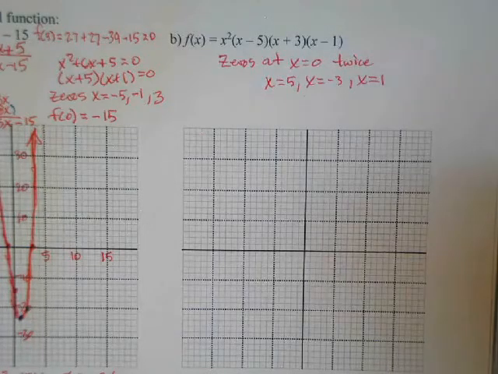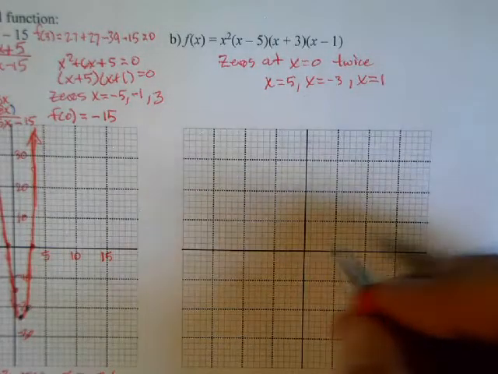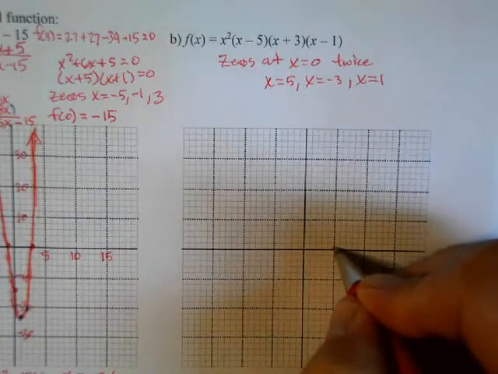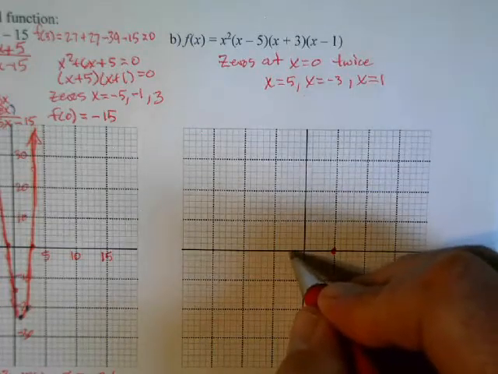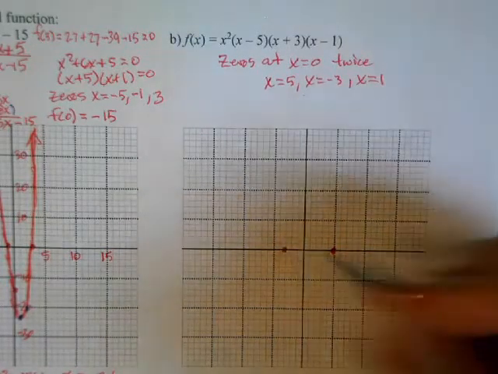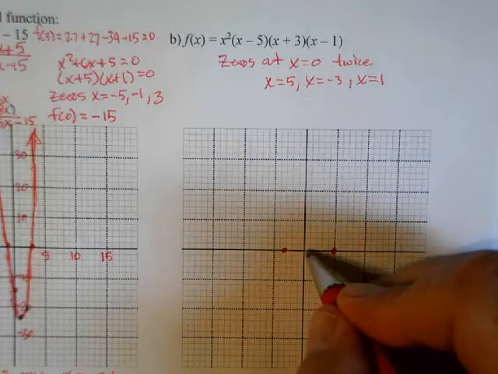So let's see, we got x is 5, that would be here. X is -3, 1, 2, 3, there. X is 0 twice, so we're going to go through a saddle there until we get to the x is 1.